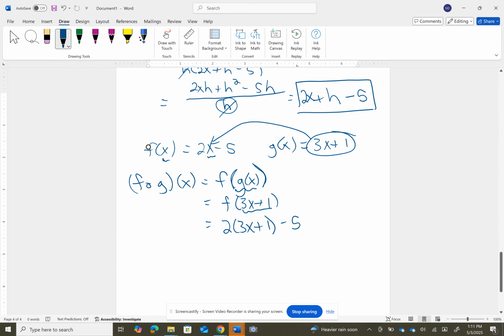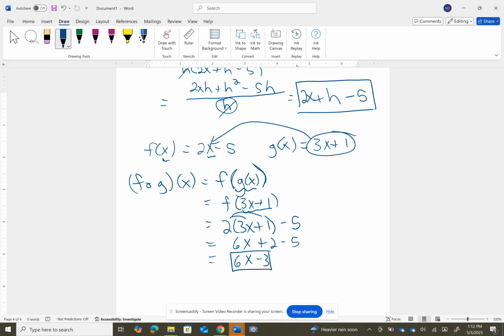And all that's left is cleaning that up. So I'm going to distribute the 2, 6x plus 2, subtract 5, and I'll have 6x minus 3. You don't get a number, you get a new formula. It's a way of creating new functions. Okay? So that was also chapter 2.